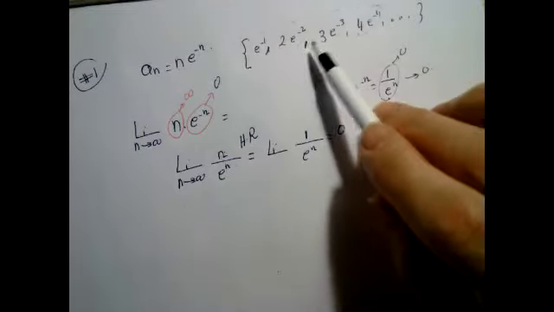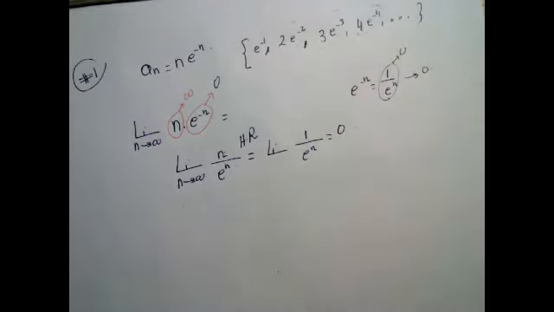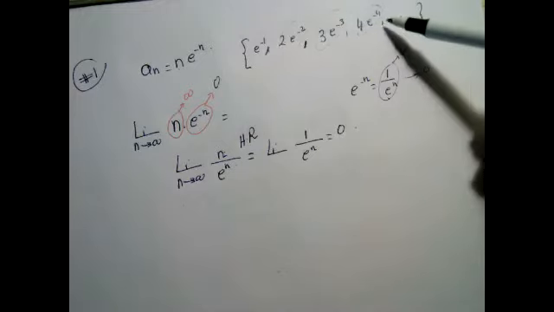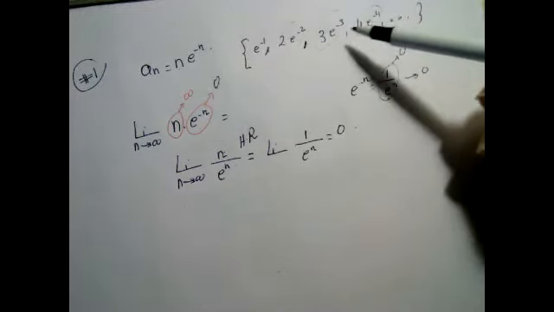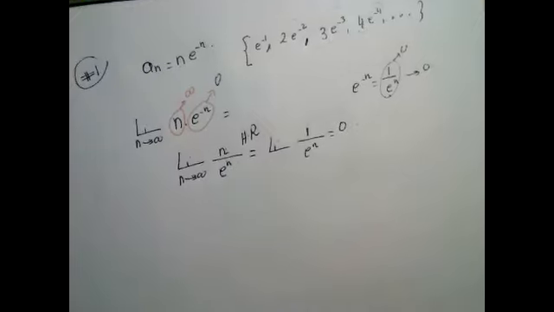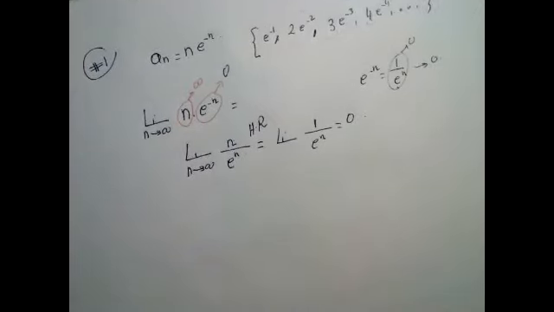Remember, that's the sequence. I'm not adding those terms. Those are individual terms. I'm asking myself, what happened to those individual terms when n becomes large? Okay. Now I look at f.